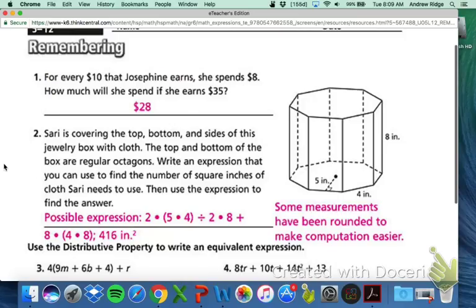What are we doing in the next minute? Okay, so here we go. For every $10 Josephine earns, she spends 8. So that's a ratio of 8 per 10.